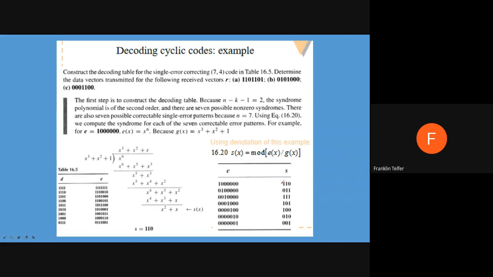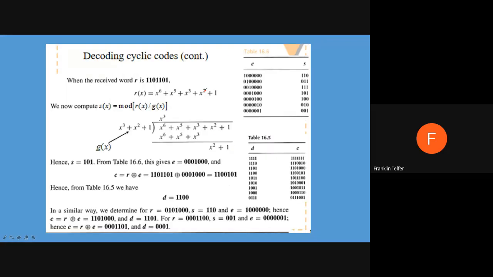The similar problem given is a 7 comma 4 code, with three different received code vectors such as 110 110. This is exactly similar to the previous problem. As I already said, the code is 7 comma 4, so the generator polynomial is x cube plus x plus 1. You have to divide and find out. I'm skipping this because it is exactly similar to the previous one.